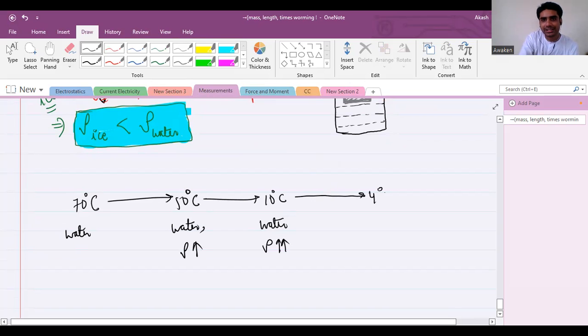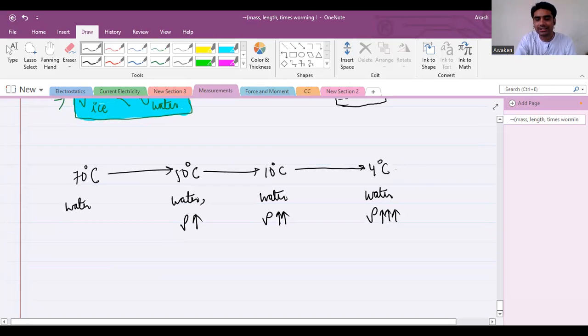I am reaching 4 degrees centigrade. It's still water. The density increases, and now the density is maximum. It is 10 to the power 3, the maximum, because we take that at 4 degrees centigrade only. Now you understood why the relative density formula was given for 4 degrees centigrade. Now you know what happens after 4 degrees centigrade?